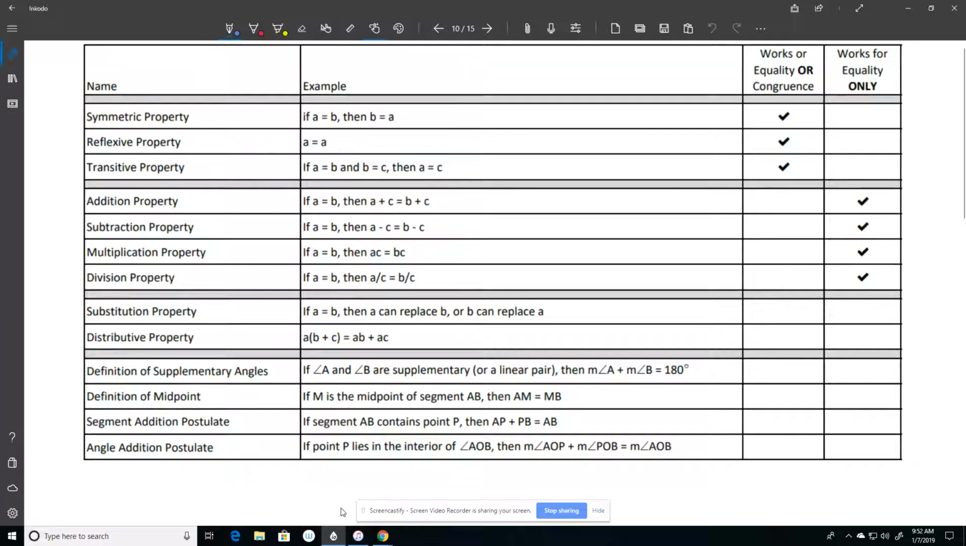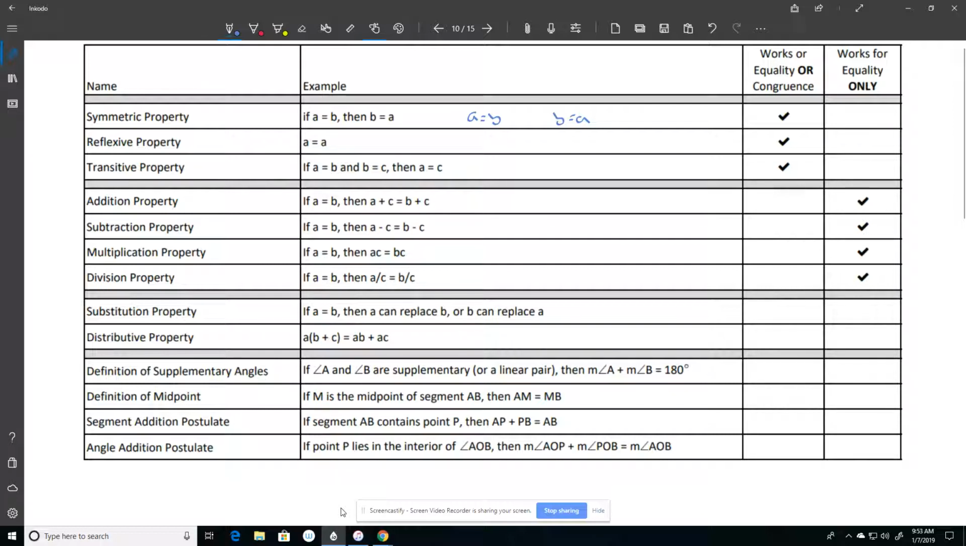I'm not going to go through all of these, but I want to highlight a couple of them. Symmetric property means that if A equals B, then B is equal to A, which seems obvious, and it is, but if you have something written A equals B and you want to change it to B equals A, you have to write down that you used this property. Reflexive, A equals A, again, an obvious one. Transitive property. If A equals B and B is equal to C, then obviously A is also equal to C.